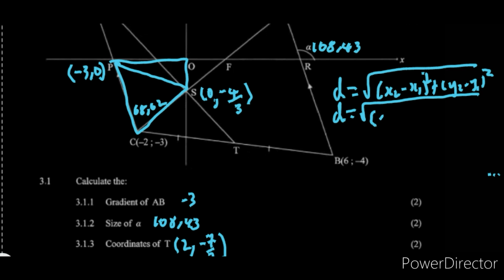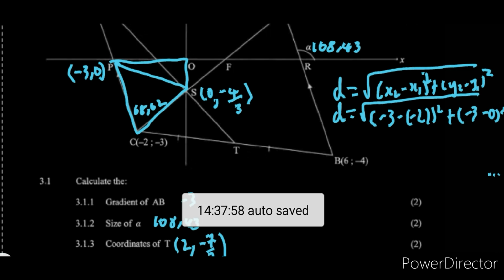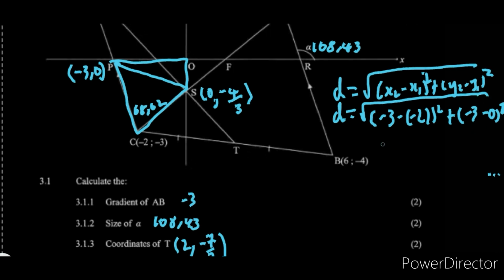minus 3 minus 2, and then negative 3 minus 0, squared. Well, we don't really need to waste our time on this, we can simply type it in the calculator. Okay, so this is squared. Let's find out what it will be. This is going to be 1 squared, which is 1, and then plus 9. So this should be root 10.